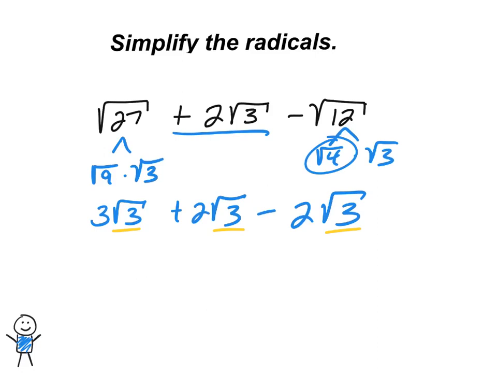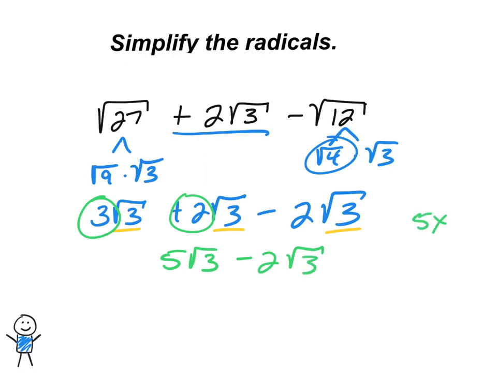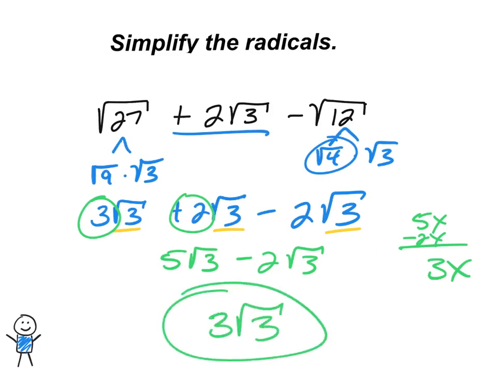We can combine these. We're going to take 3 root 3's, add 2 root 3's to give me 5 root 3's, and then as my last step, I'm going to finish by subtracting 2 root 3's. Same way that 5x minus 2x leaves you with 3x, 5 root 3 minus 2 root 3 leaves me with 3 root 3 as my simplified answer.